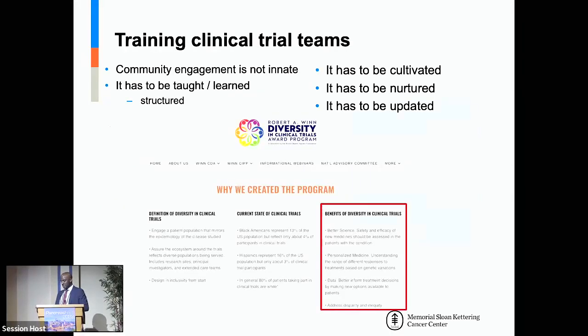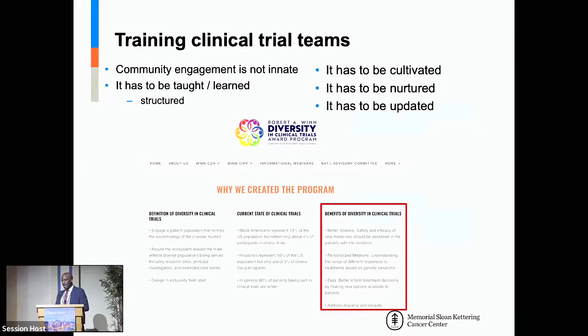Another thing, and this is when I thought of Dr. Nguyen: I am an awardee of this program, and I definitely appreciate it and think very, very highly of it. We think that community engagement is innate. Someone might say, well, I'm a Black guy, I can just walk into Harlem or the Bronx in New York and talk to people, and then I'll engage them or recruit them. But it doesn't work like that. We have to learn how to engage with the community. It's not innate. It has to be taught and learned.